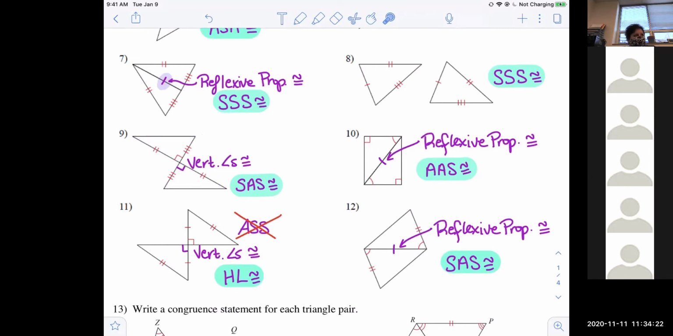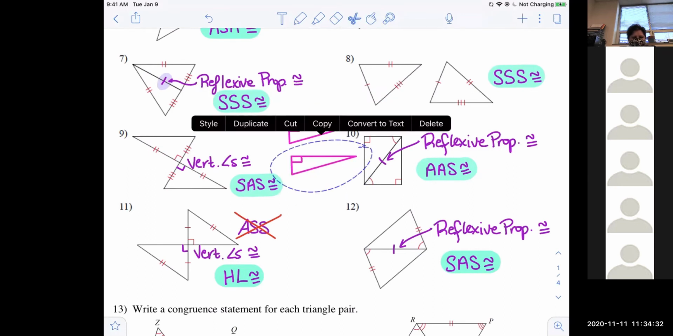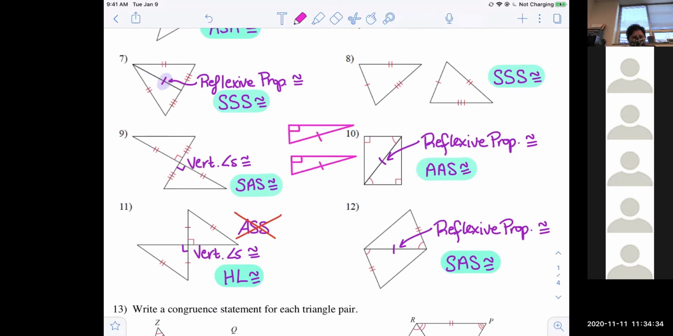Yeah, so for HL, you have to have 2 right triangles where the hypotenuses are marked congruent and then one of the other pair of legs. So it doesn't matter which other pair you have, but you have to have the hypotenuse. The hypotenuse is always across from the right angle in a right triangle.